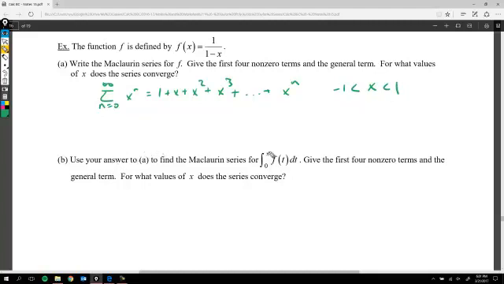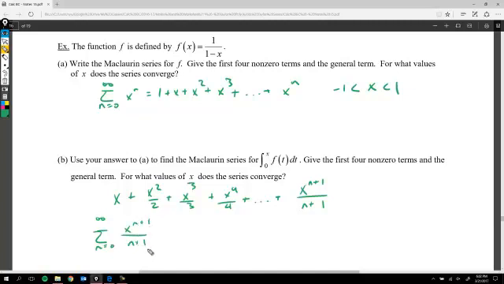Now, if I'm trying to evaluate the integral, in my first term, the integral of 1 is x, and then x squared over 2, x cubed over 3, x to the 4th power over 4, and then my reverse power rule says I add 1 to my exponent, divide by my new exponent. So this is my new Maclaurin series for the integral of 1 over 1 minus x. You could write out your series here using your general term. Totally fine.